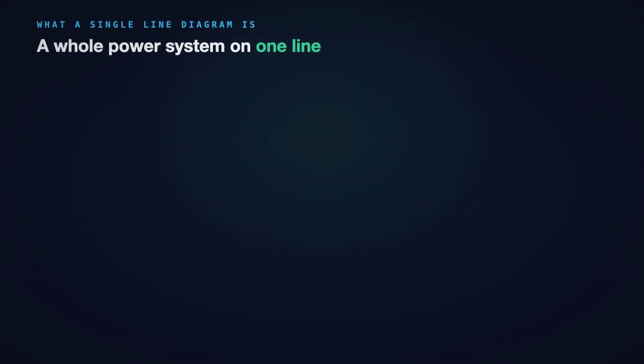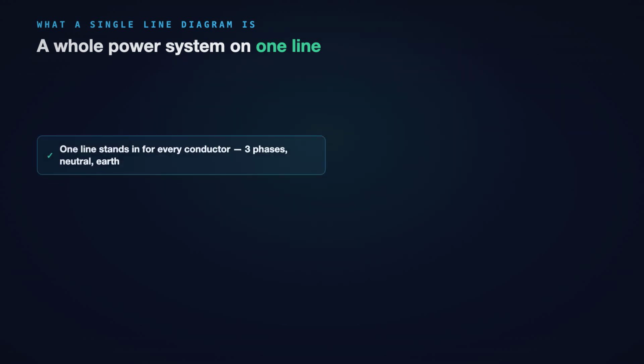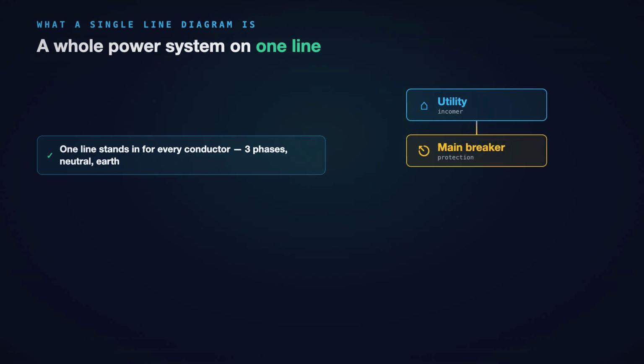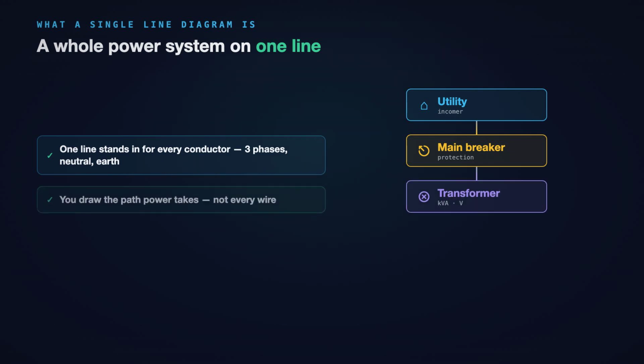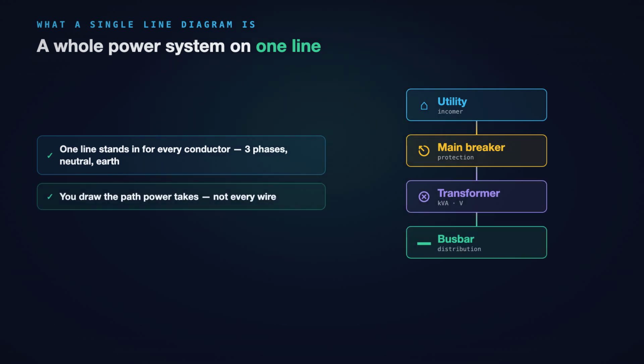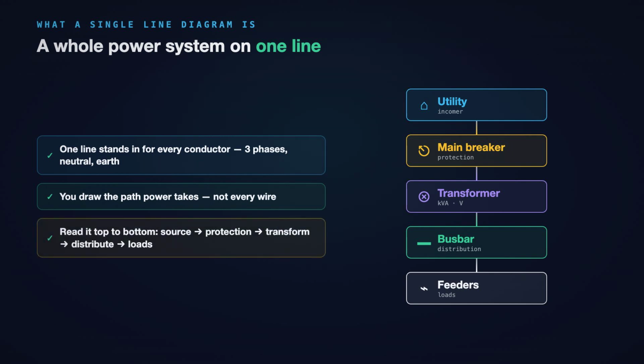On a real panel, there are dozens of conductors, 3 phases and neutral and earth. A single line diagram collapses all of that into one line. You are not drawing every wire. You are drawing the path power takes. Source, protection, transformation, distribution, and loads, top to bottom, in order. Read it like a story from the incomer down.